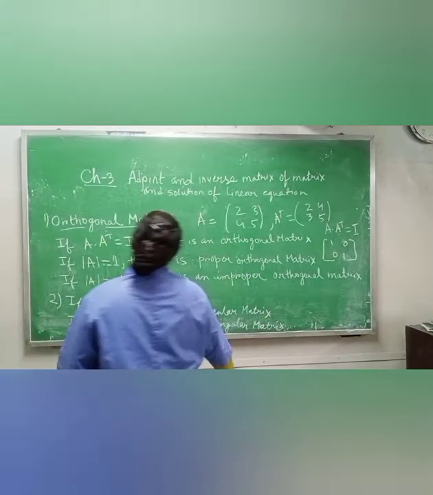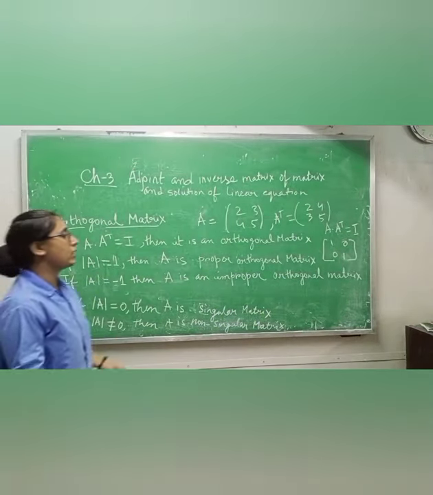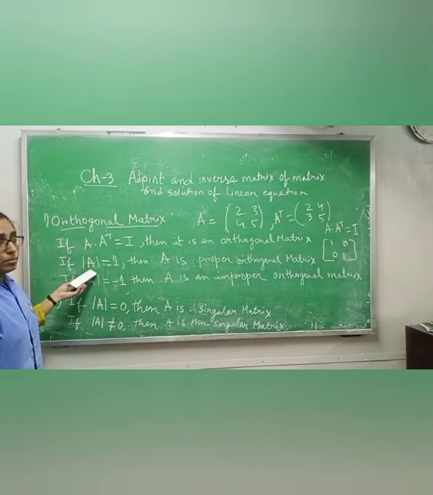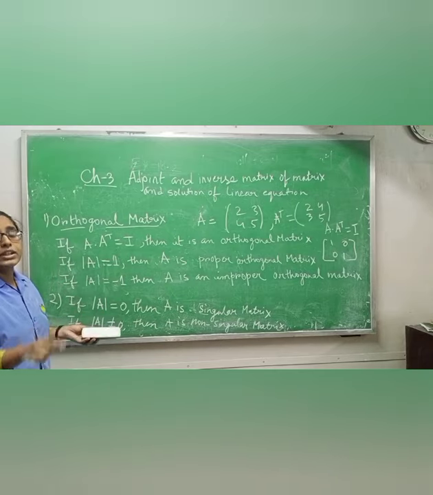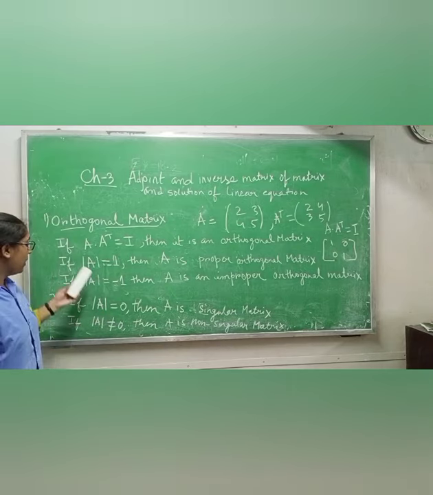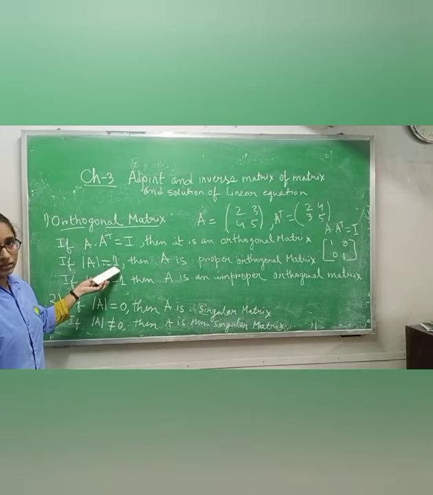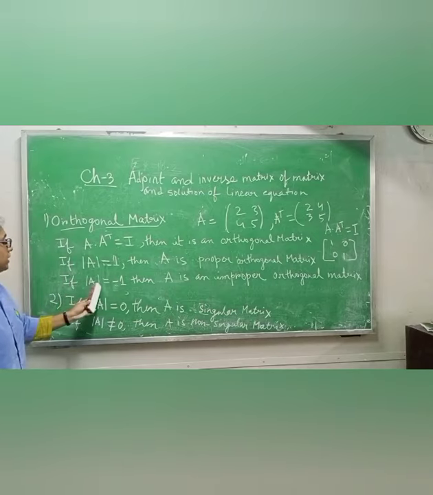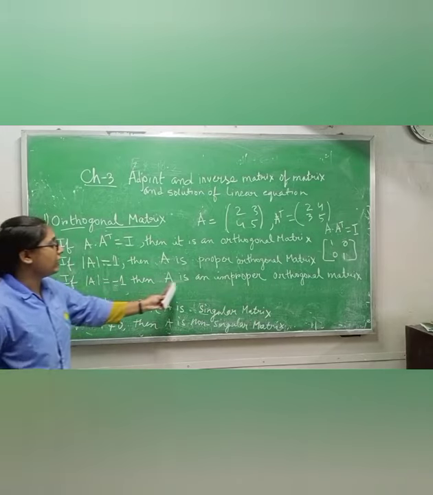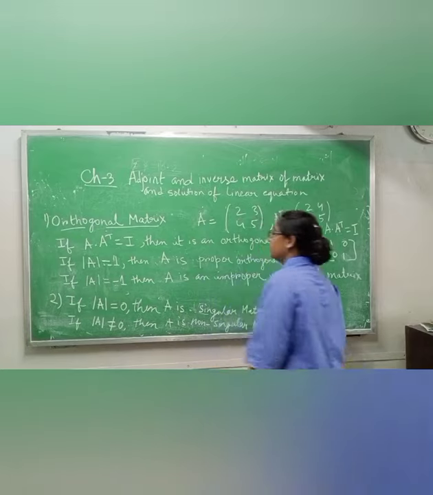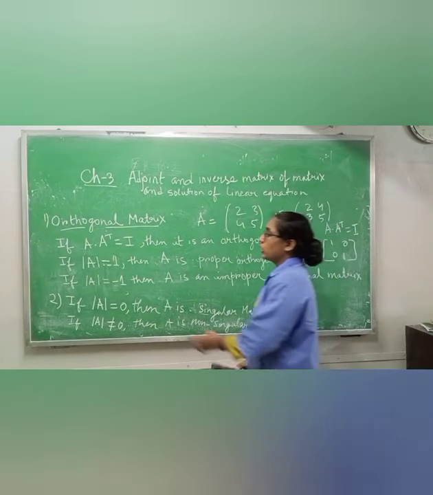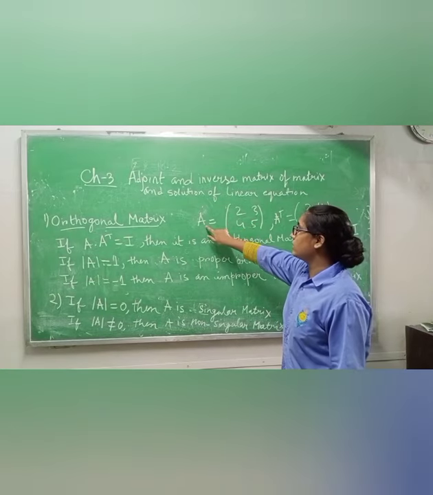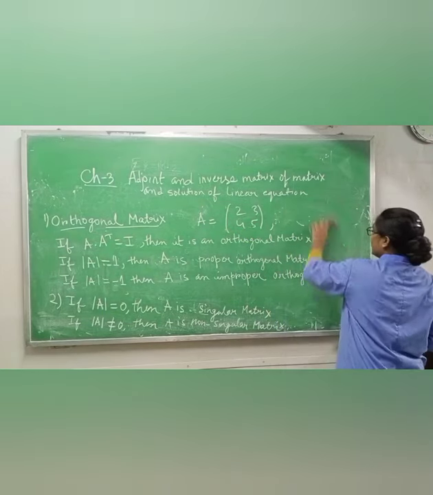Okay, under this there are two types of orthogonal matrix, proper and improper. So what is proper? First we have to find the determinant of A. If determinant A equals 1, then A is a proper orthogonal matrix. If determinant A equals -1, then A is an improper orthogonal matrix. Suppose that this one is your matrix given. First you have to convert this matrix to a determinant. How will you convert this one?